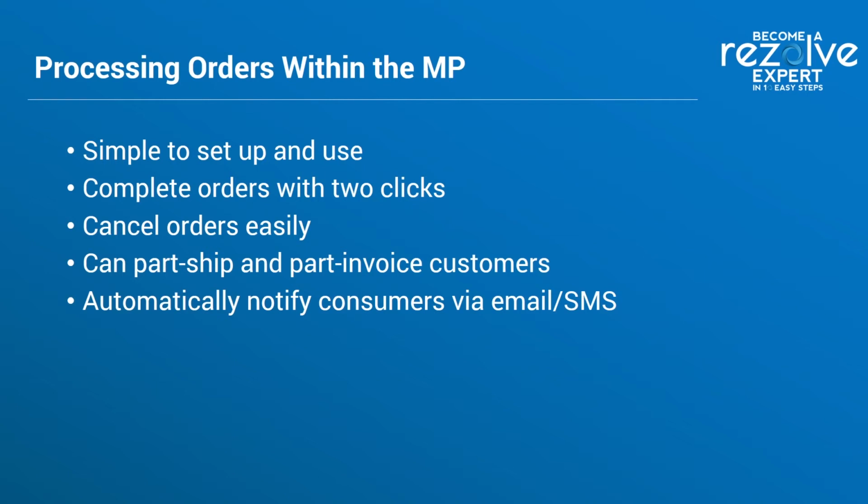We didn't look at cancelling orders, but there's cancellation options. And there's also part shipment options and part invoicing options. That's really useful for back orders. If you can't ship all the items within an order, you might part ship it and part invoice it, and then do the rest once the items come in.